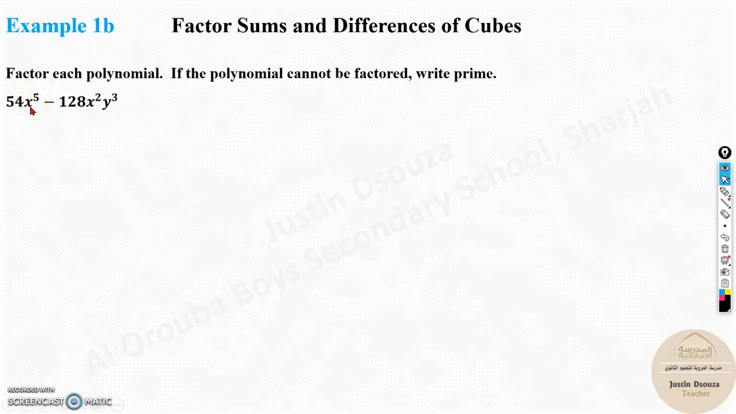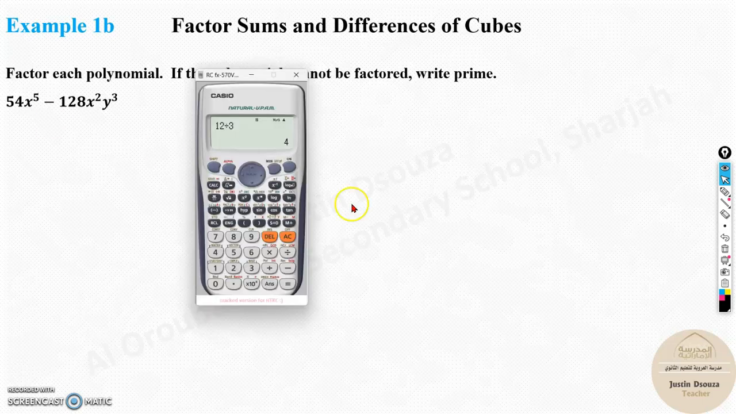So you can see there is 54x power 5 minus 128x square and y cube. So there is no way, even if I try this, 54 cube root, I'm not getting anything. I'm getting 3. And even if I do 128, no. And now what can we do? Since this is the smaller number, 54, now let us try to manipulate this, 54.